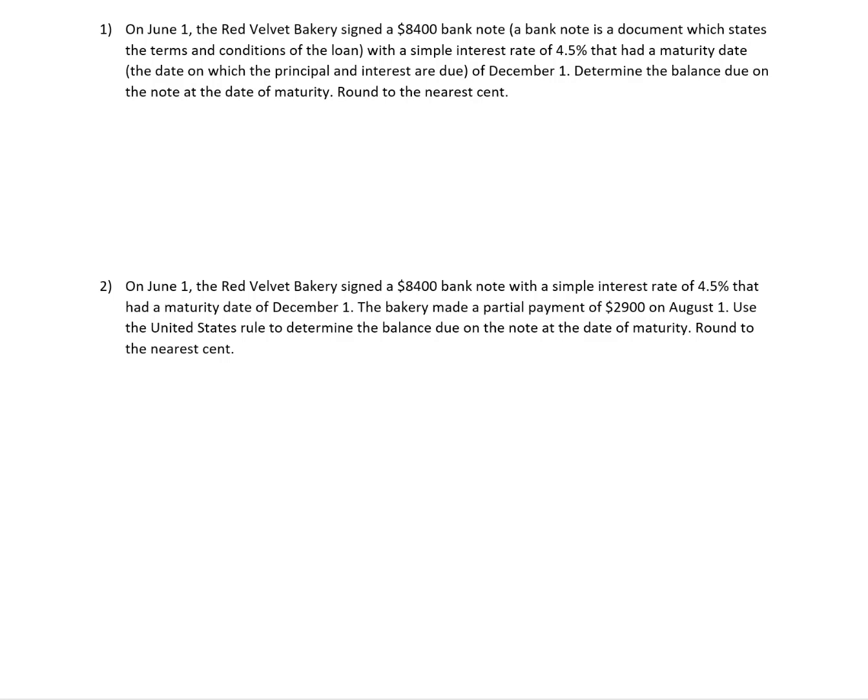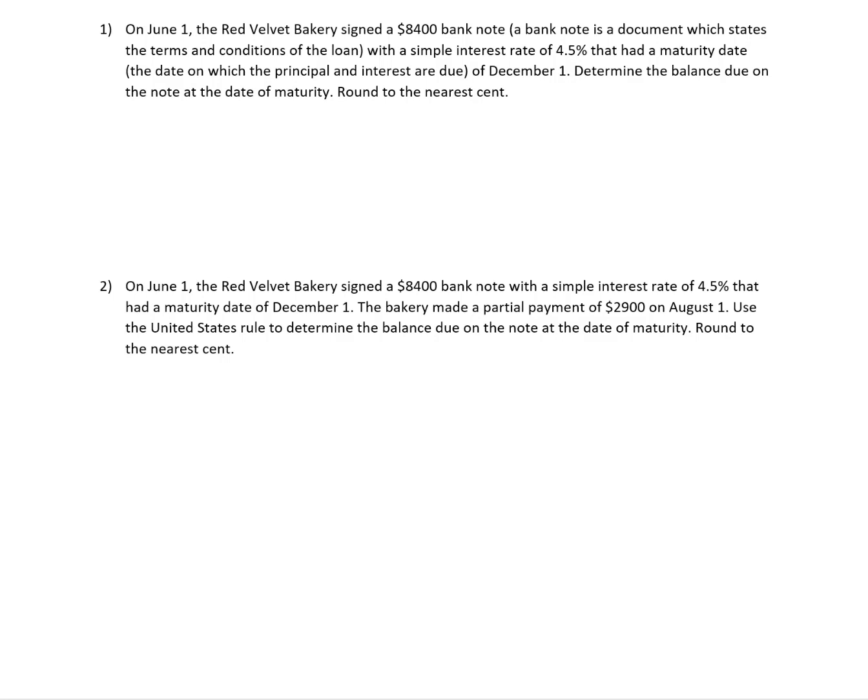On June 1st, the Red Velvet Bakery signed an $8,400 banknote. A banknote is a document which states the terms and conditions of a loan with a simple interest rate of 4.5% that had a maturity date, and the maturity date is the date on which the principal and interest are due, of December 1st. Determine the balance due on the note at the date of maturity, rounded to the nearest cent.